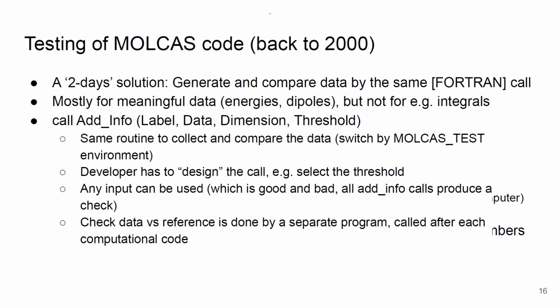This solution is based on several simple things. We would like to test only meaningful data, energies, dipole moments, so no testing of intermediates. And we have a Fortran call, which has a label, data, dimension for this data, and the threshold as parameters. And you need all these things because not all data is computed with the same precision, especially if you have some iterative procedure.